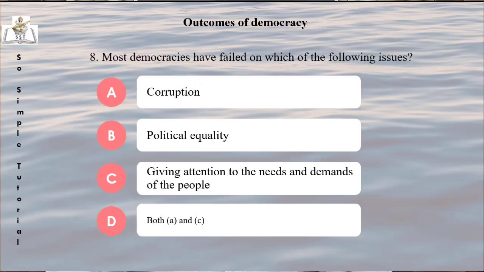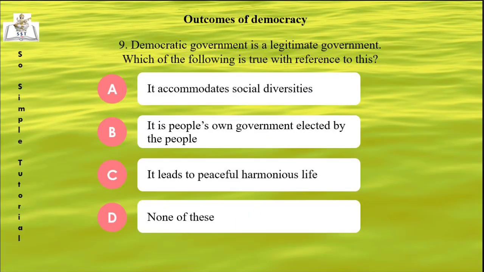Most democracies have failed on which of the following issues? They have failed on corruption as well as giving attention to the needs and demands of the people. So option D is correct, both A and C. Democratic government is a legitimate government. Which of the following is true with reference to this? It is people's own government elected by the people. So option B is correct.